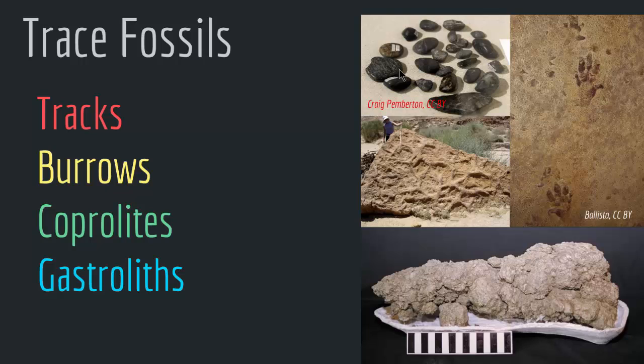Gastroliths are very, very shiny and they have round edges just like that, and geologists love to find gastroliths. I remember my friends running around the field looking for gastroliths, and when they found one, that was the best day of their life. So trace fossils, we have tracks, we have burrows, we have coprolites, and we have gastroliths.